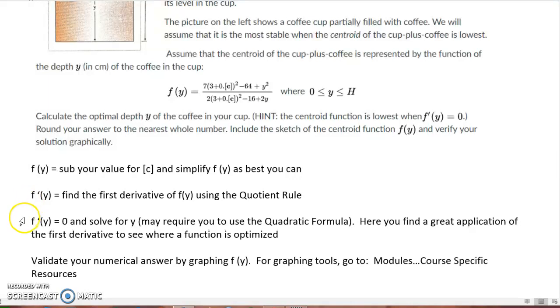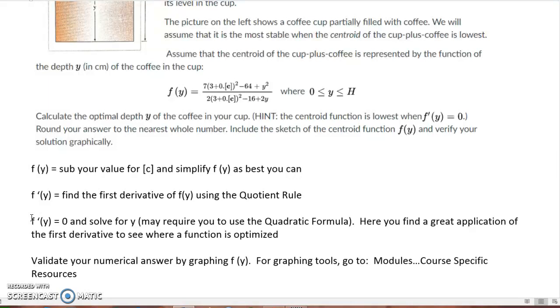Third step, once you have found that first derivative, you set it equal to 0 and solve for y. And going back to how y is defined, these values will be the height of the coffee in the coffee cup, and that's the point at which the cup is going to be most stable. And that may require you to use the quadratic formula.